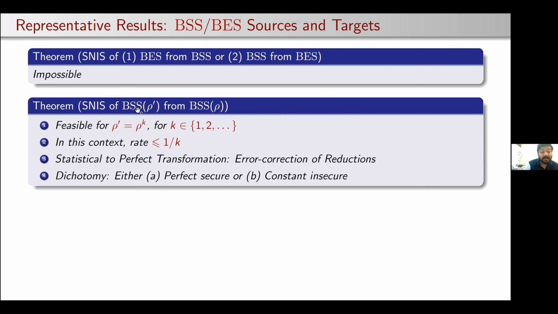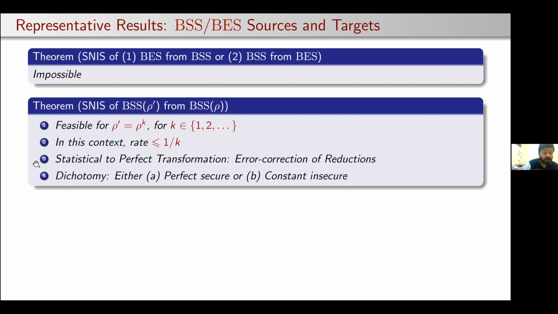However, if you are interested in generating samples from a binary symmetric source of maximal correlation rho prime from a binary symmetric source of maximal correlation rho, we will call this self-simulation. Then we prove that rho prime has to be an integral power of rho. In this context, the rate of SNIS is at most 1 by k.